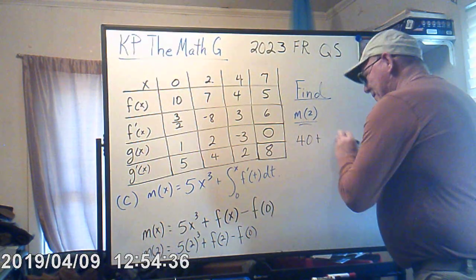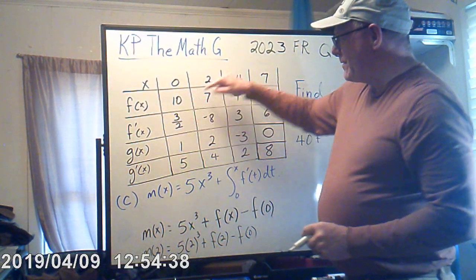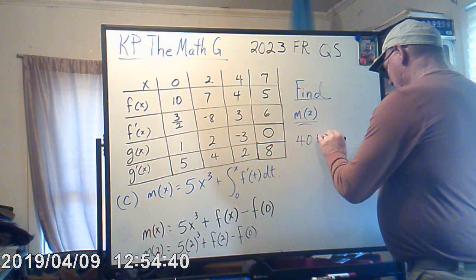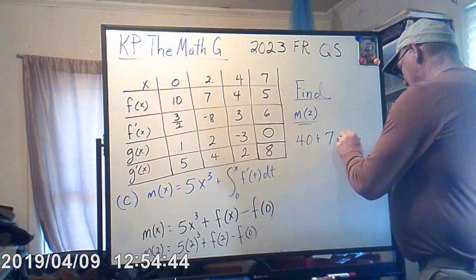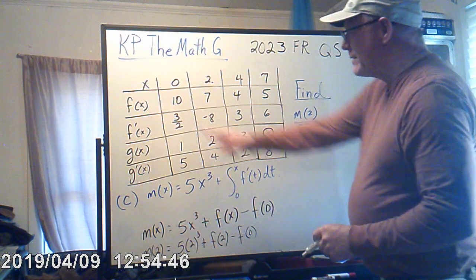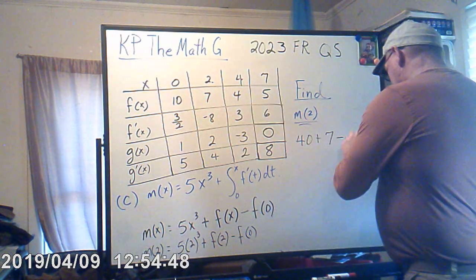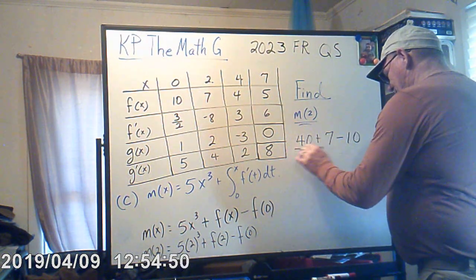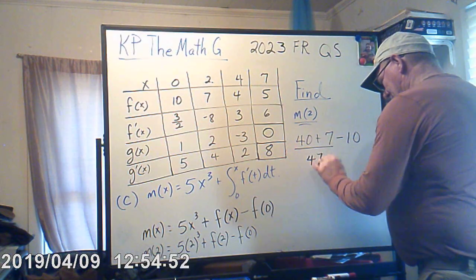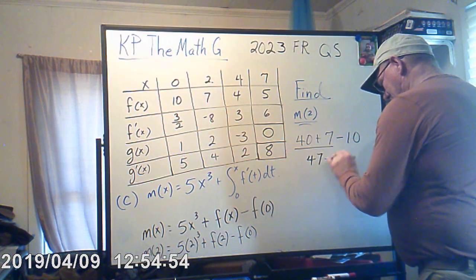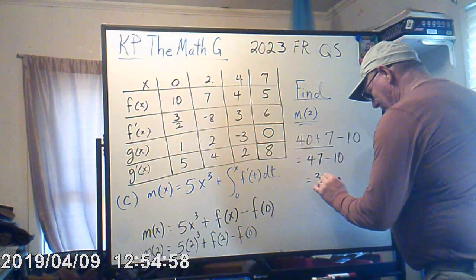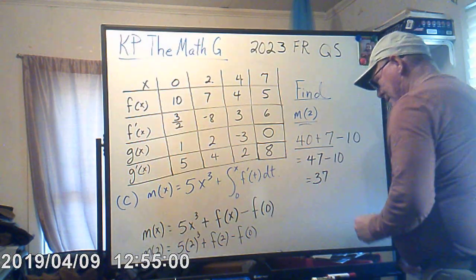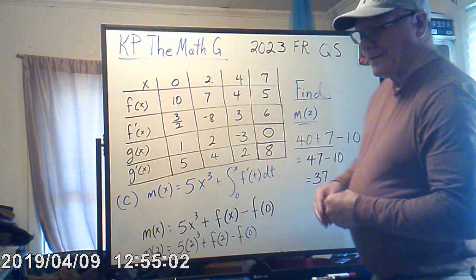Now, plus f at 2. f at 2 is 7. Minus f at 0 is 10. Alright, so 47 minus 10 equals 37. And that's all you're doing.